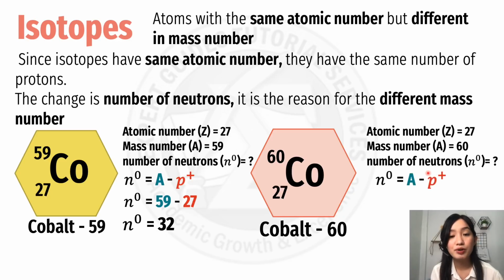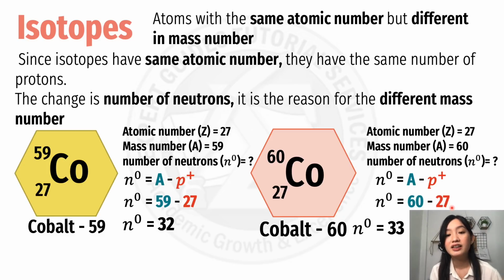Looking for its number of neutrons, let's compute. So mass number minus number of protons. So 60 minus 27. The number of neutrons of cobalt 60 is 33.